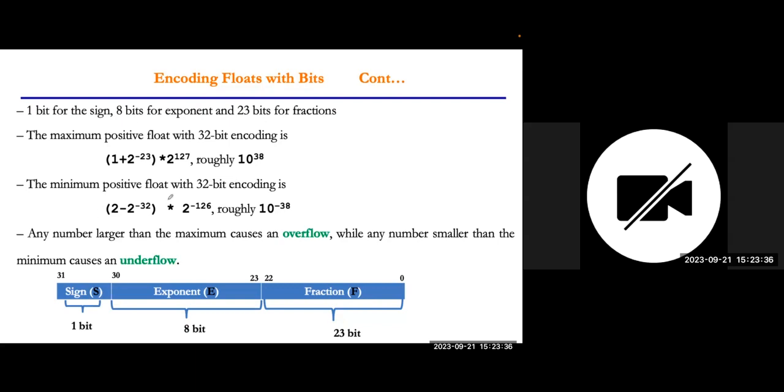The minimum positive float value of your 32-bit encoding is in the range of roughly 10 to the power of minus 38. Any number which is larger than this maximum will cause an overflow of bits when you are adding or subtracting. And any number which is smaller than this range will cause an underflow. That means when you are doing the subtraction, you must borrow. So if it is smaller than the negative one, there will be an underflow there.